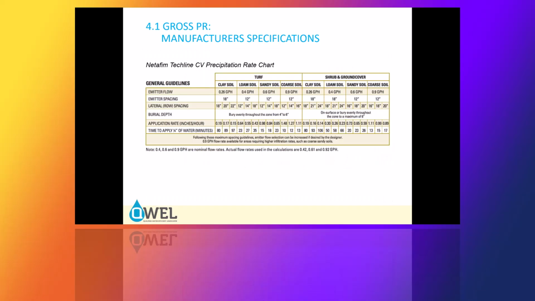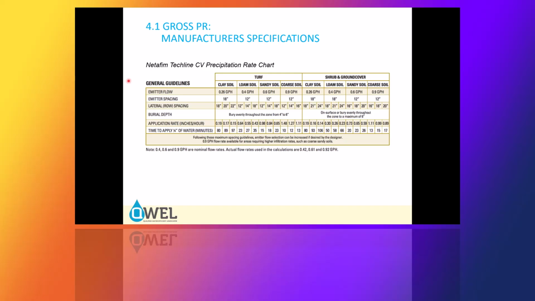Gross PR from manufacturer specifications. This is for the Netafim Techline CV precipitation rate. This figure shows an example of performance specifications for drip line, the Netafim system. Manufacturers typically publish the precipitation rates for drip line laid out in a grid. It's going to vary by the emitter flow, the emitter spacing on the drip line, and the lateral spacing of the drip line. The flow rate and the precipitation rate of most drip lines should be constant at different pressures within the range published by the manufacturers. However, the actual precipitation rate will vary due to differences in line spacing in the field.